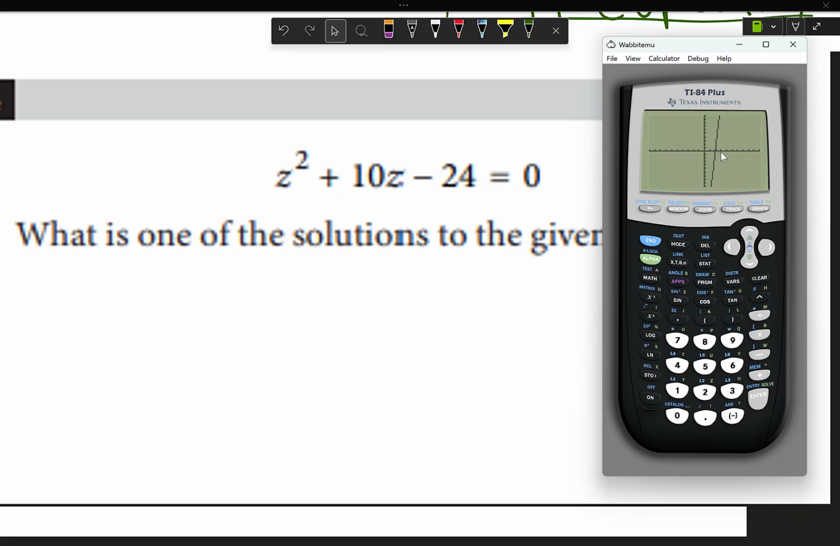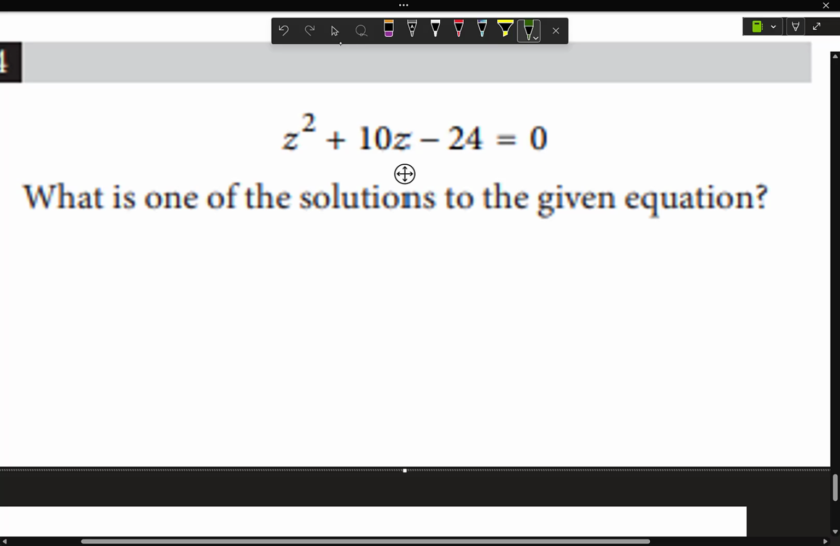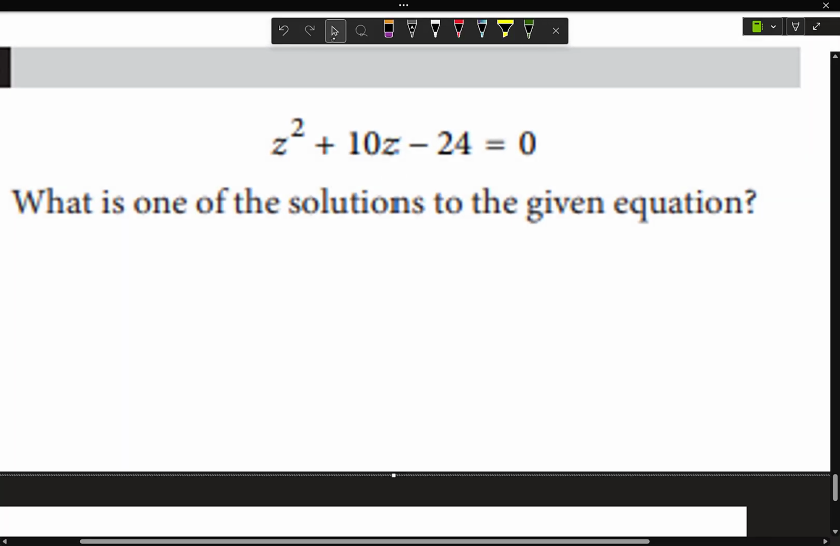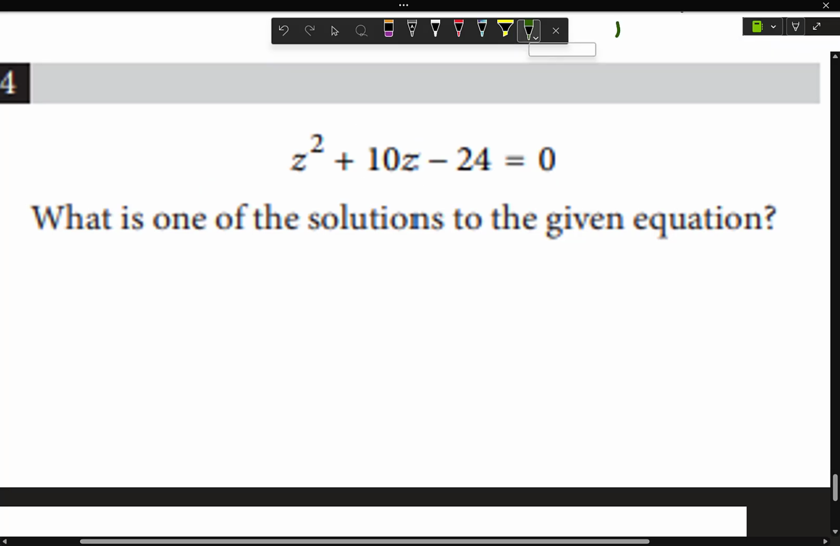So one of the solutions in this problem is 2. So we could stop there, but mathematically, I want to show you how to get that answer using a little bit of algebra. We would factor this equation. So we're going to factor this into two factors. Z and Z go in these first two slots. The last two slots of these factors are two numbers that multiply together to give us negative 24.